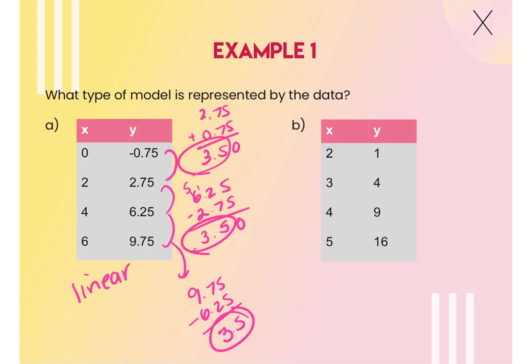Okay, go to B. Let's do it again. 4 minus 1 is 3. 9 minus 4 is 5. 16 minus 9 is 7. First difference is not the same, right? Then I go to the second difference. 5 minus 3 is 2. 7 minus 5 is also 2. That makes this quadratic. We're just going to keep going with it.